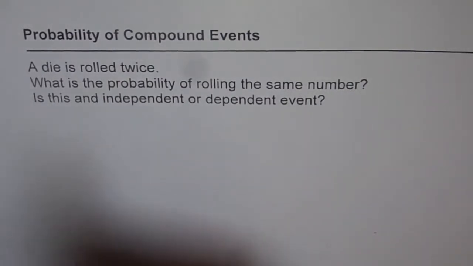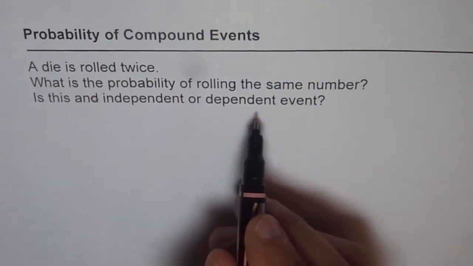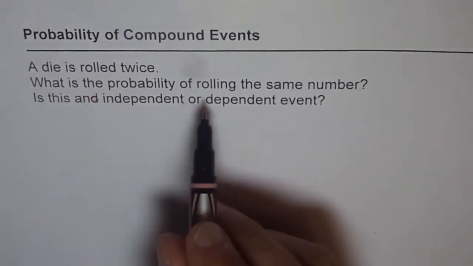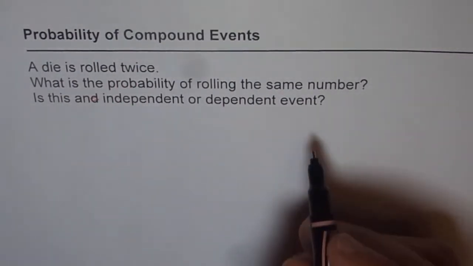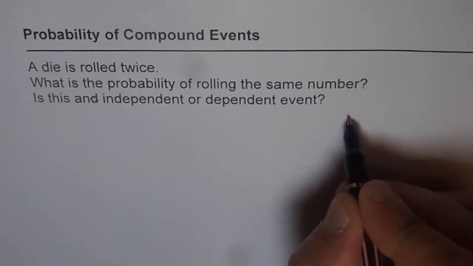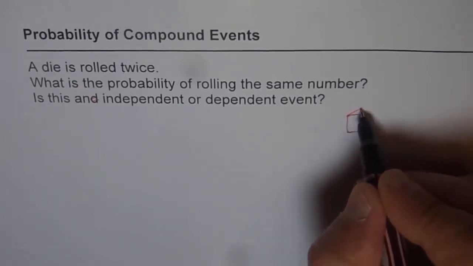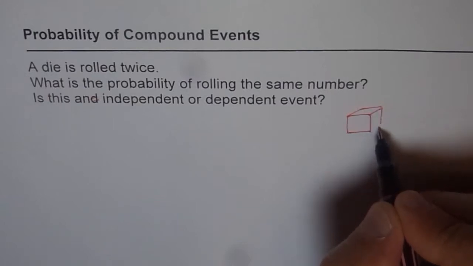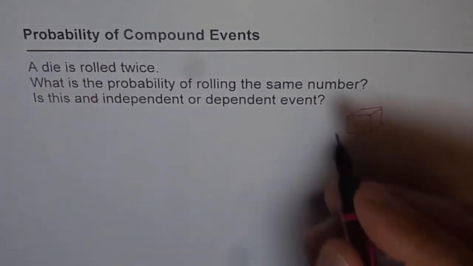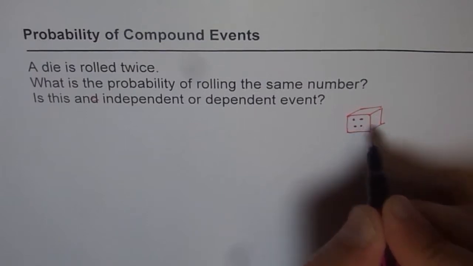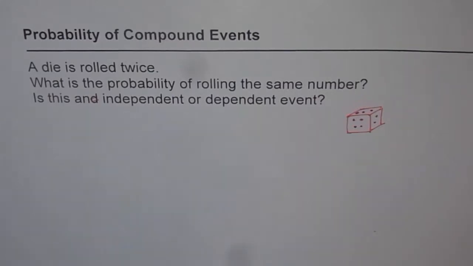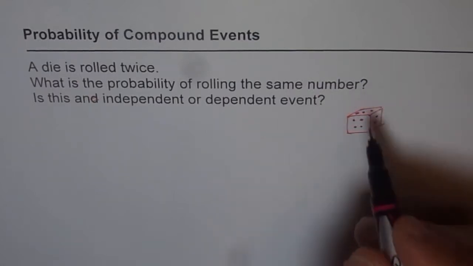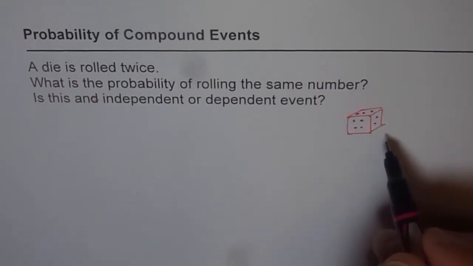Is this an independent or dependent event, right? So rolling the same number, and we are rolling a die. Now when I roll a die, that means there are only 6 possibilities, right? So let me draw one here, and then we'll try to think and write down a solution, right? So let's say here we have our numbers. This is, let us say, 4 and 2, and let's say this is 3, right? So we have numbers 1 to 6 on our dice. Now when you roll it, then you can get any number between 1 to 6.